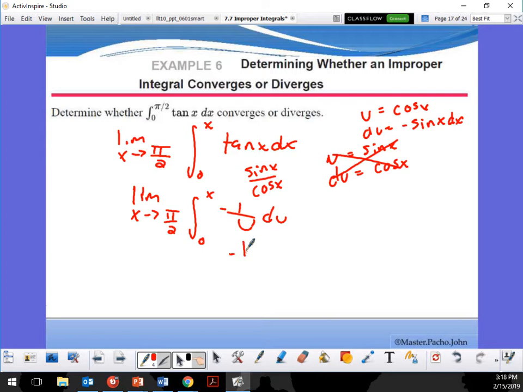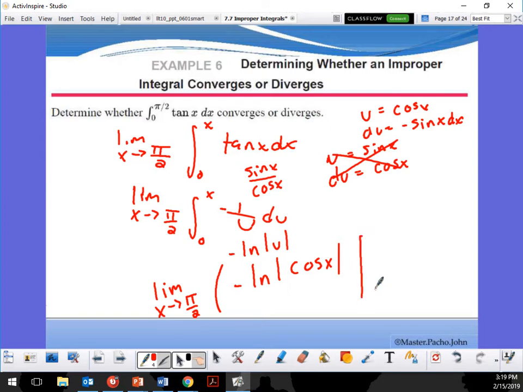So I have a negative ln of the absolute value of u, which I can re-sub back in my cosine of x. So this is equal to, I'm running out of space, the limit as x approaches pi over 2 of the negative natural log of the absolute value of cosine of x, and we still have to evaluate this limit. We still have to evaluate this integral. So we're evaluating from 0 to x for my cosine of x.